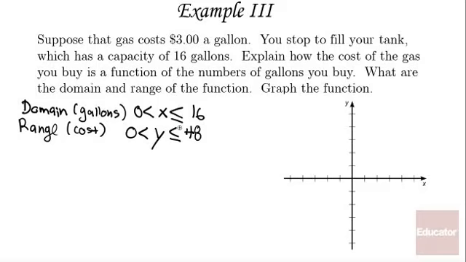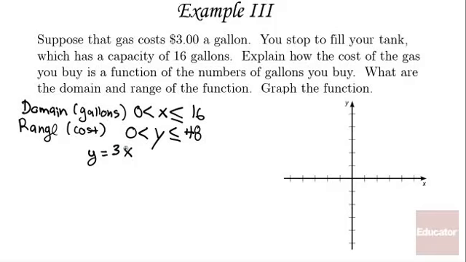It's also asking me to explain how the cost of the gas that I buy is a function of the number of gallons that I buy. Okay. Well, there's a relationship between this first set, the domain, and the range. And the relationship is that the value of the range is going to be 3 times the x value. So y is going to be equal to 3x. That equation describes this function. y equals $3 times the gallons of gas.